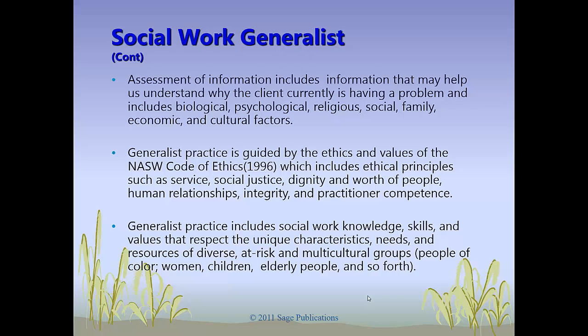We will be addressing the Code of Ethics in another lecture a bit more thoroughly. Generalist practice, though, includes the use of social work knowledge and skills and values while respecting the unique characteristics and resources of our clients and many of their very diverse, at-risk, and multicultural groups.